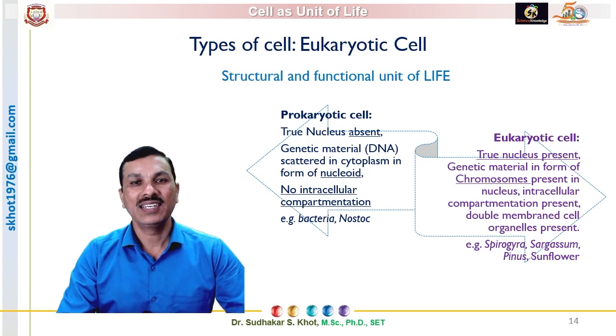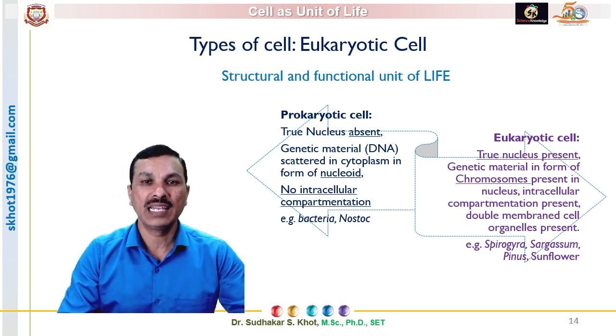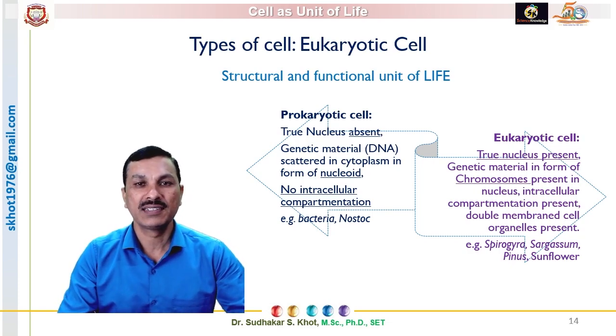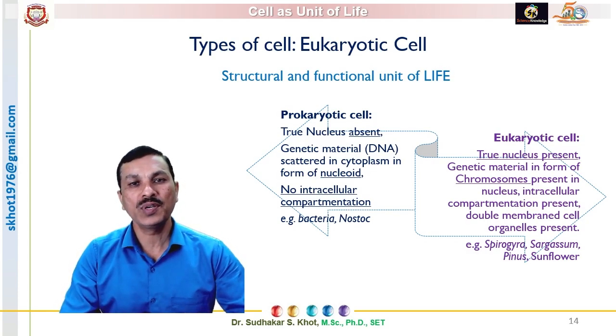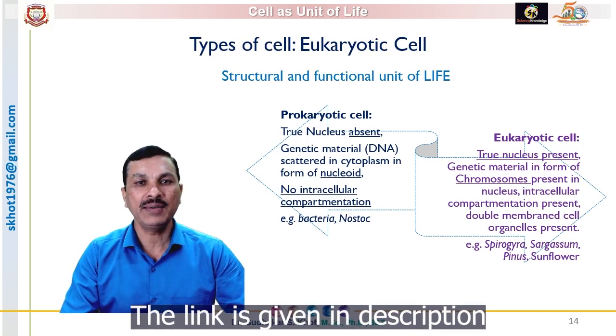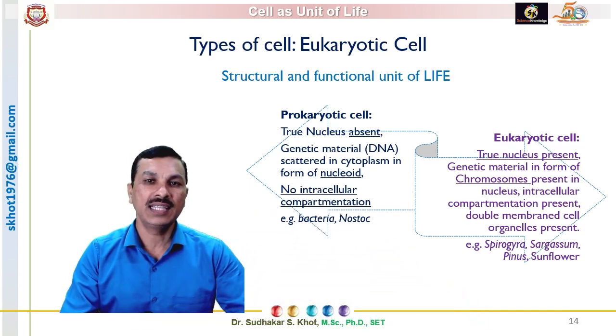According to cell theory, all living organisms are made up of one or more cells. Cells are the structural and functional unit of life. And we have seen that there are two types of cell, the prokaryotic cell and the eukaryotic cell. The characteristics and organization of the prokaryotic cell were discussed in an earlier video. If you have not seen that video, I recommend that you watch it. In today's video, we will discuss the eukaryotic cell.